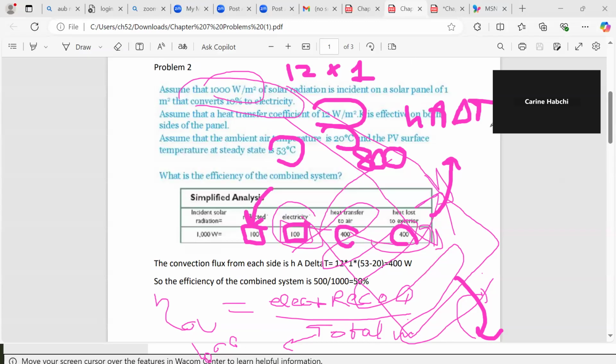So when you do hA delta T, you get the power of convection. And then because of steady state conditions, to get the reflected part, you just say I have 1000, which is incident, divided into one part that is reflected and 2 parts that are convected.